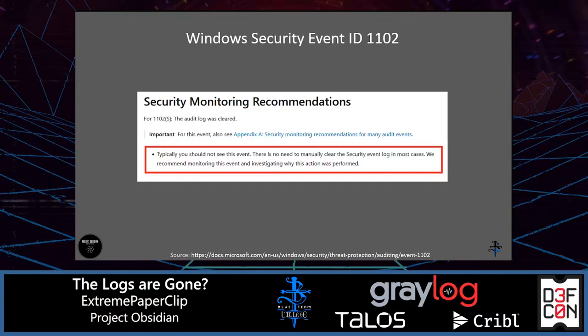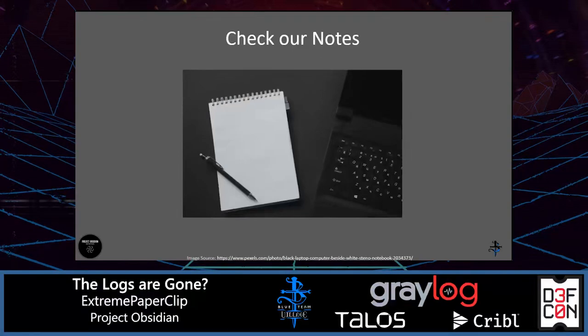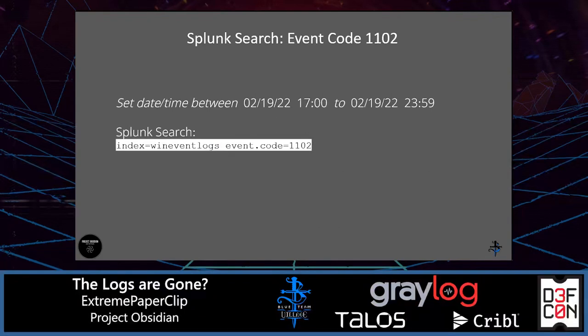Question, which data source should we use? Looking at our notes, we see that we have WinEvent logs listed, which contains the typical Windows event logs found on a Windows operating system. And this is listed as a data source in Splunk. So let's go search for this event within our Splunk data. For this search, we're going to search the WinEvent logs index in Splunk for EventCode 1102. And we'll see if we get any results.